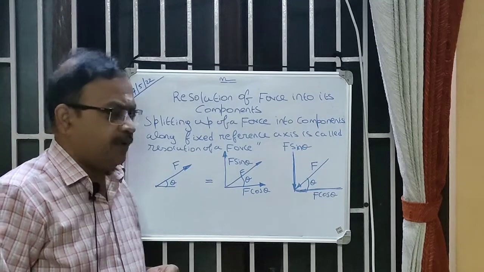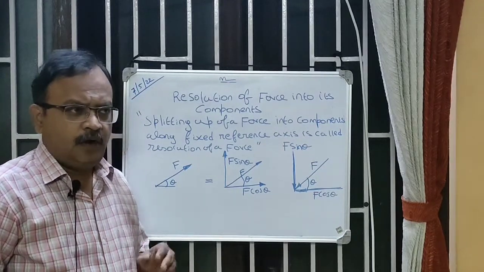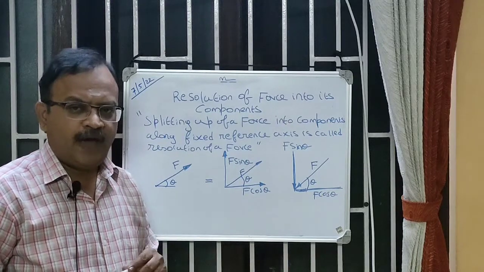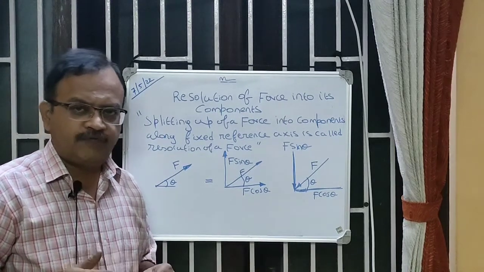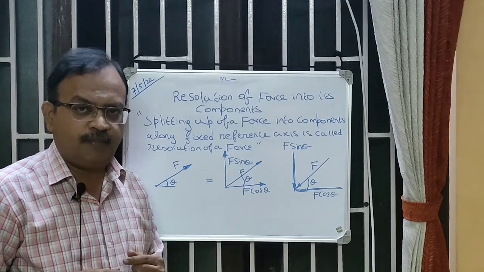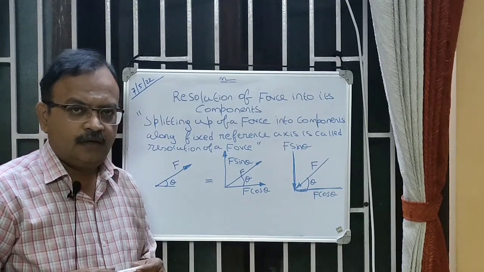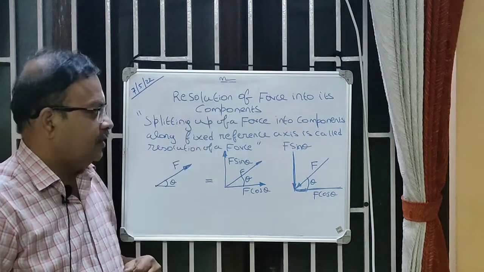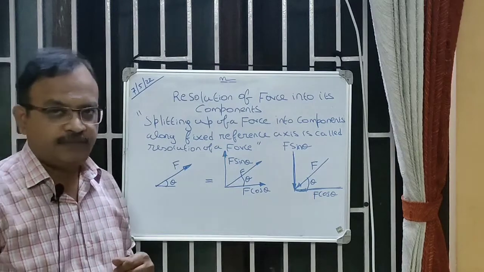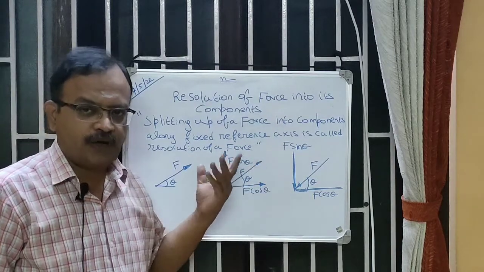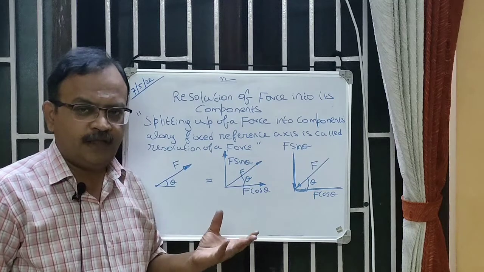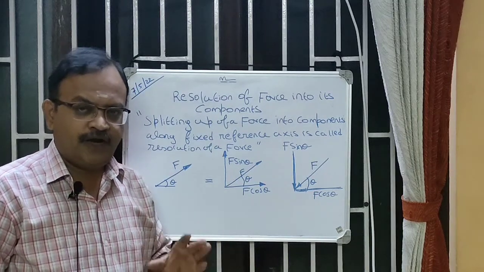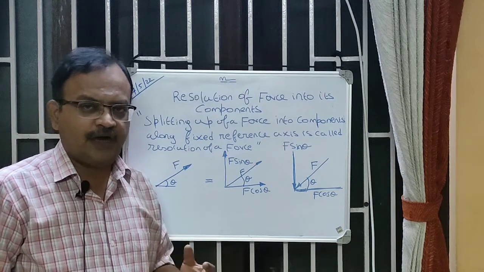So in the previous topic we have seen how to find the resultant of two forces using parallelogram law of forces. Suppose there are more than two forces acting on a particle, then in order to find the resultant force, we use the principle called resolution of force into its components. This resolution of a force into its components helps us to determine the magnitude of the resultant as well as the direction if there are more than two forces acting on a particle.